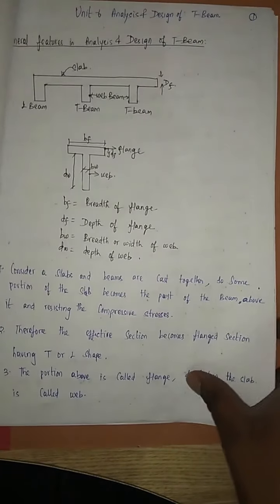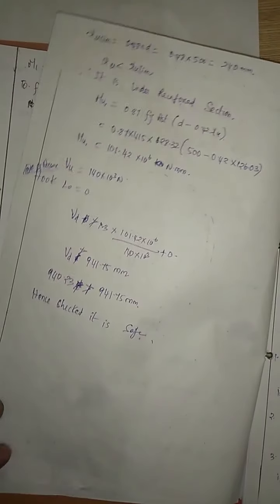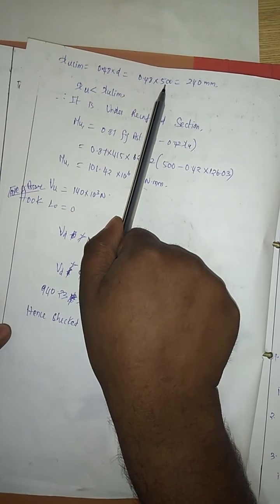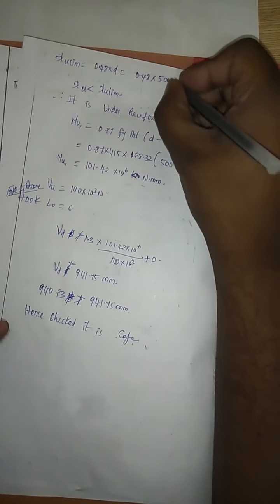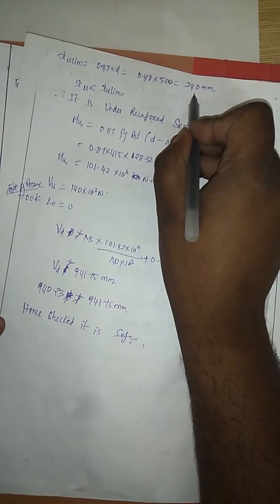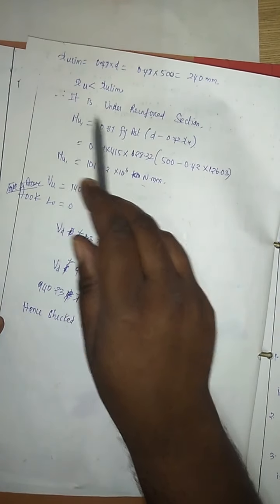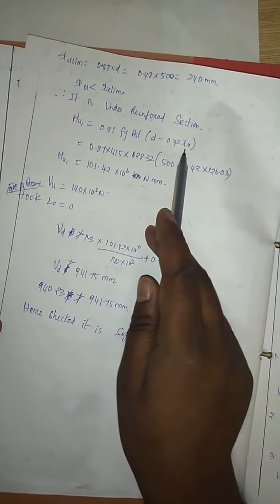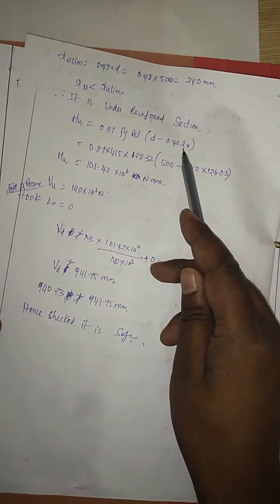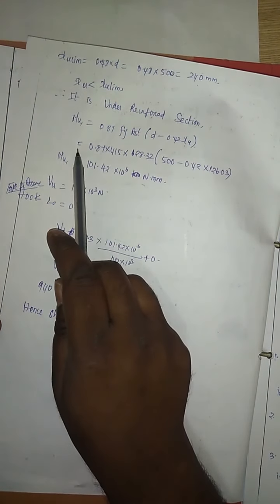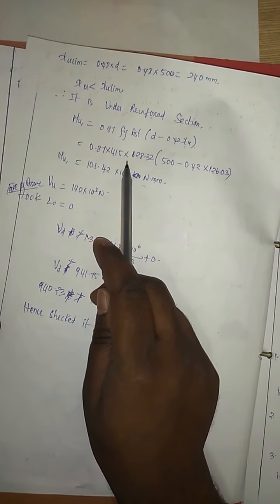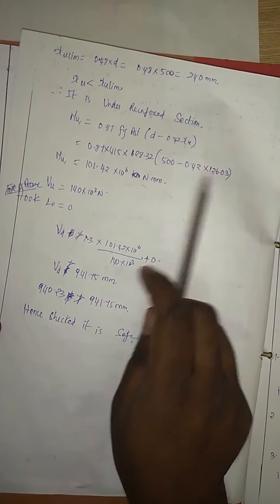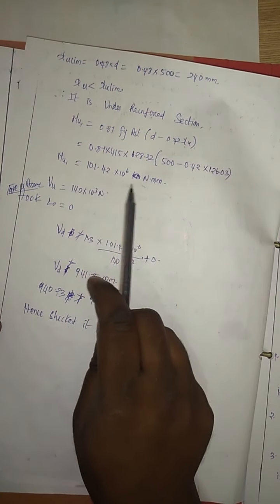Next one, Xu maximum value. Xu maximum is 0.48 into d. 0.48 into d, where d is 500, so 240 mm. Xu is less than Xu max, so it is an under-reinforced section. Under-reinforced, the formula is Mu is equal to 0.87 fy Ast d minus 0.42 Xu. So substitute: 0.87 into 415 into 628.32 into 500 minus 0.42 into 126.03, and you will get 101.42 into 10 power 6 Newton millimeter.